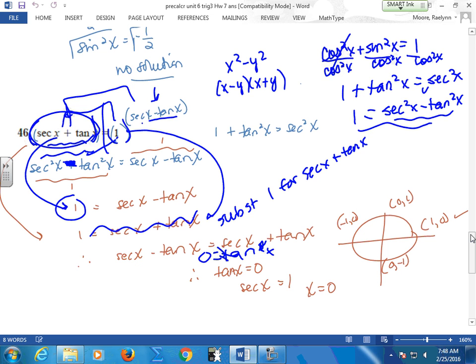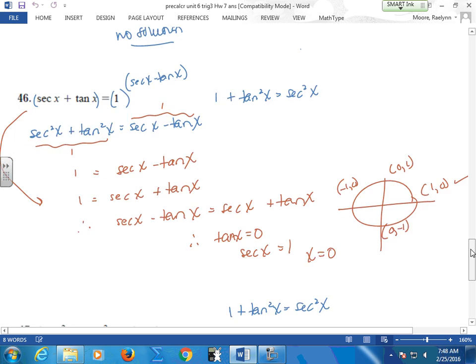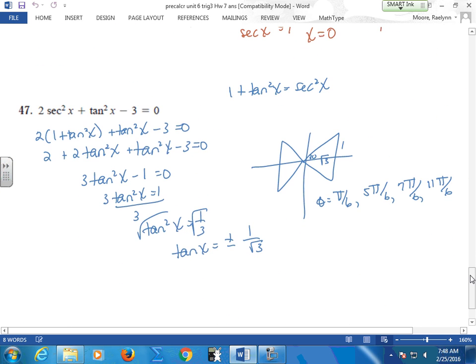Okay. It's a lot of moving and manipulating. This guy was probably a little bit better. This one uses your identity a little bit better. The same identity that we just did. So this one might be a little bit easier because they both have squares in them.